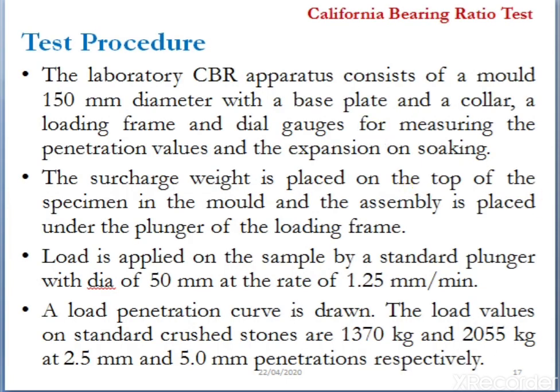So here a sample of about 5 kg is taken. This sample should pass through a sieve of 20 mm, and the sample which is retained on a sieve of 4.7 mm is used for the test. So the soil is mixed with water to obtain optimum moisture content. After mixing the soil with water and achieving the optimum moisture content, the spacer disc is placed on the bottom of a mold.